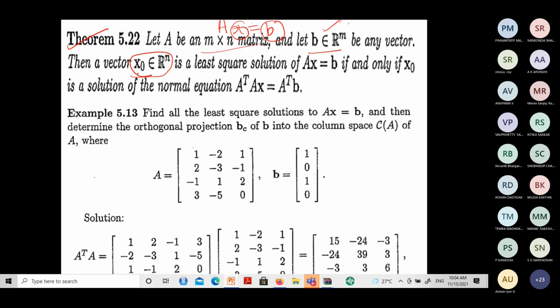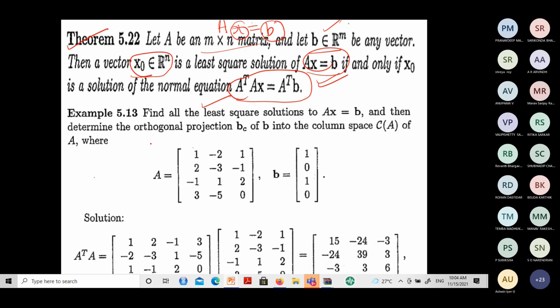Then a vector x naught is a least square solution of Ax equal to B, which is an approximate solution of Ax equal to B, if and only if x naught is a solution of this. So instead of solving for this, I'll try to solve this. If x naught is a solution of this, of course it is a solution of Ax equal to B. So hereafter I'll try to solve A transpose Ax equal to A transpose B, instead of solving Ax equal to B.